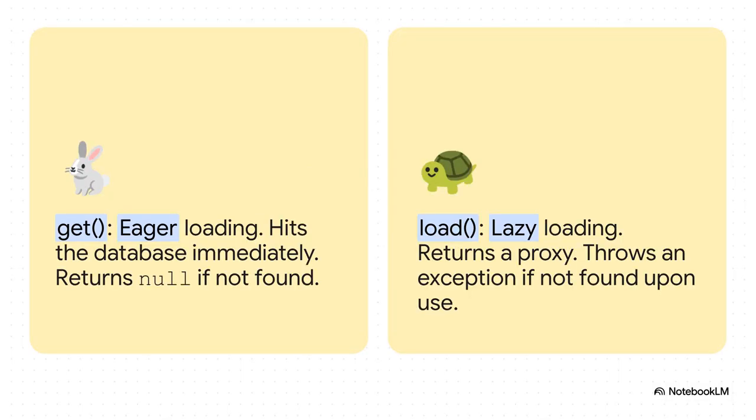This slide shows a classic developer dilemma. It's like the tortoise and the hare. When you need to fetch some data, using GET is like the hare. It's eager. It sprints to the database immediately to get what you ask for. But you might be fetching data you don't even end up using. On the other hand, LOAD is the tortoise. It's lazy. It just gives you a placeholder, a little proxy, and it only actually goes to the database when you try to use the data. It's way more efficient, but you better be sure that data actually exists when you finally ask for it.